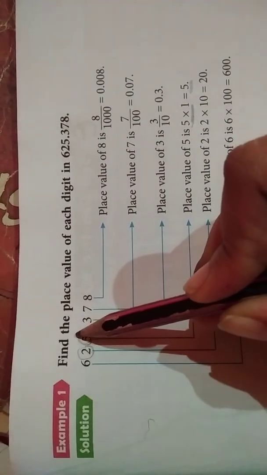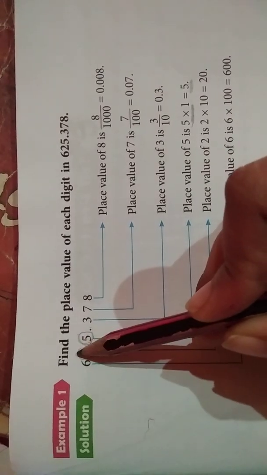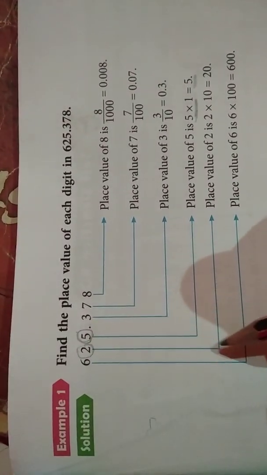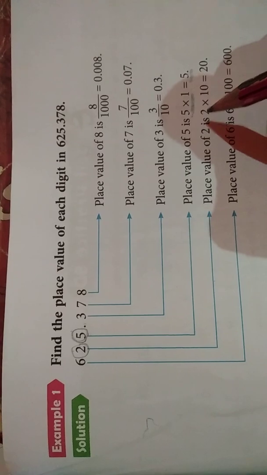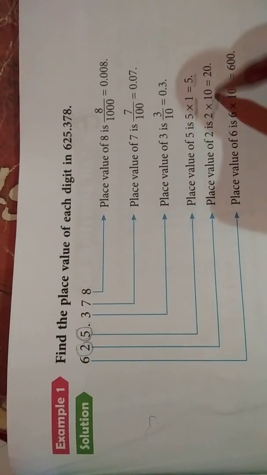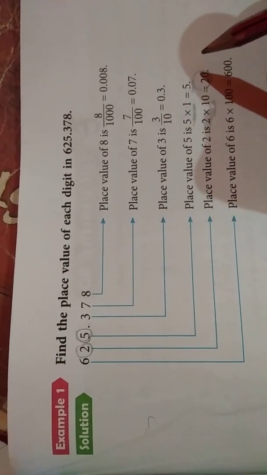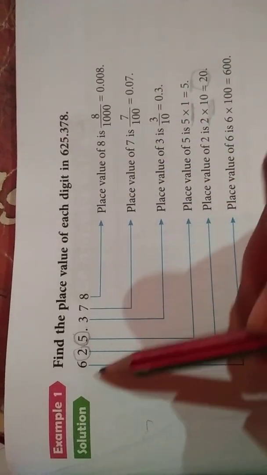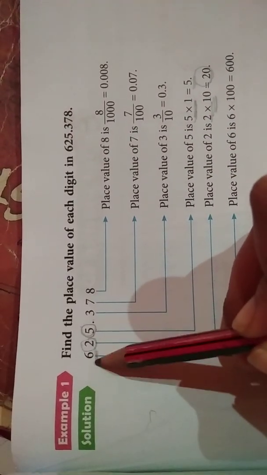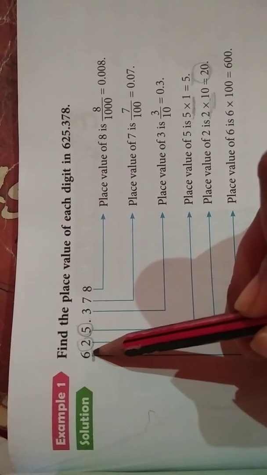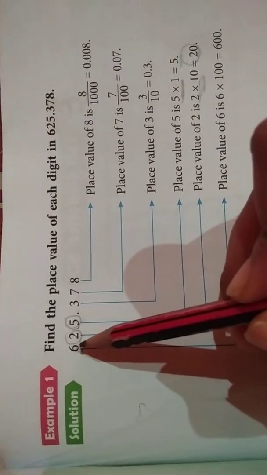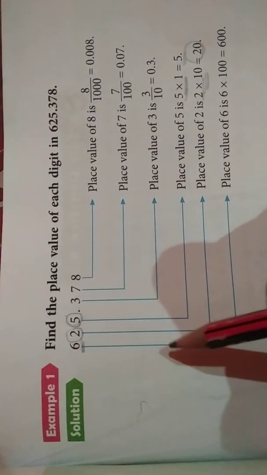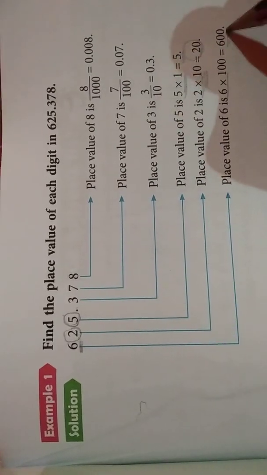Now look here for this 2, right? This 5 is on the ones place, and this 2 is on the tens place. So we will multiply 2 with 10, right? So what is the place value for this 2? That is 2 into 10, which will be 20. Now look here, this is the hundreds place, right? If we multiply it with 100, then what will come? 6 into 100 will be 600.